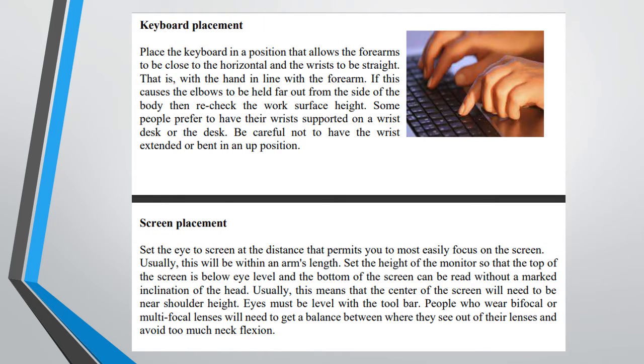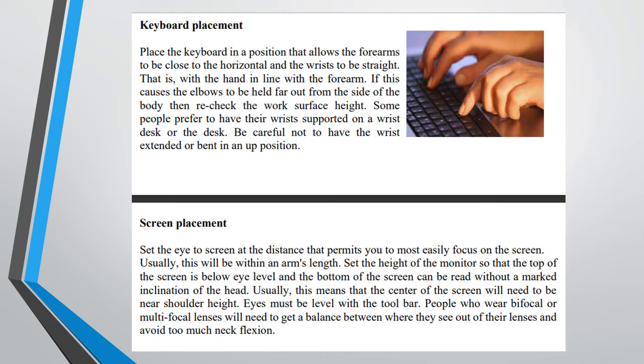Keyboard placement. Place the keyboard in a position that allows the forearms to be close to horizontal and the wrists to be straight. That is, when the hand is in line with the forearm. If this causes the elbows to be held far out from the side of the body, then check the work surface height. Some people prefer to have their wrists supported on a wrist rest and/or the desk. Be careful not to have the wrist extended or bent in an upward position.